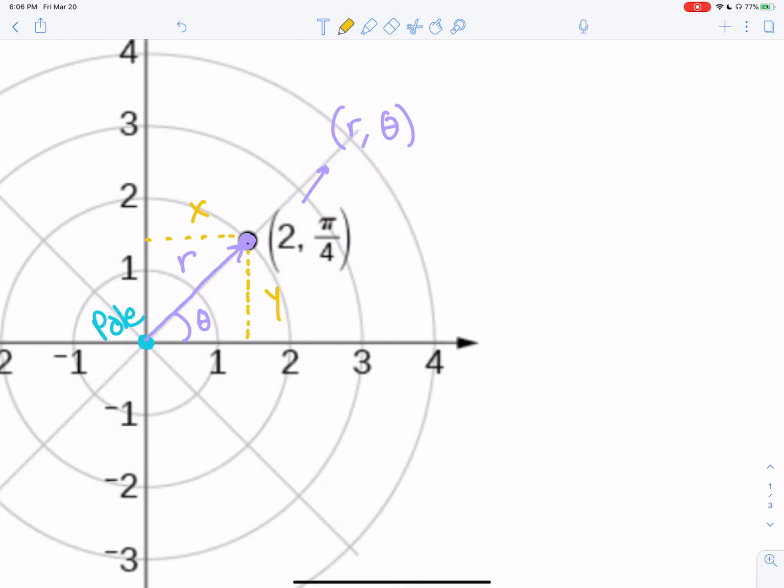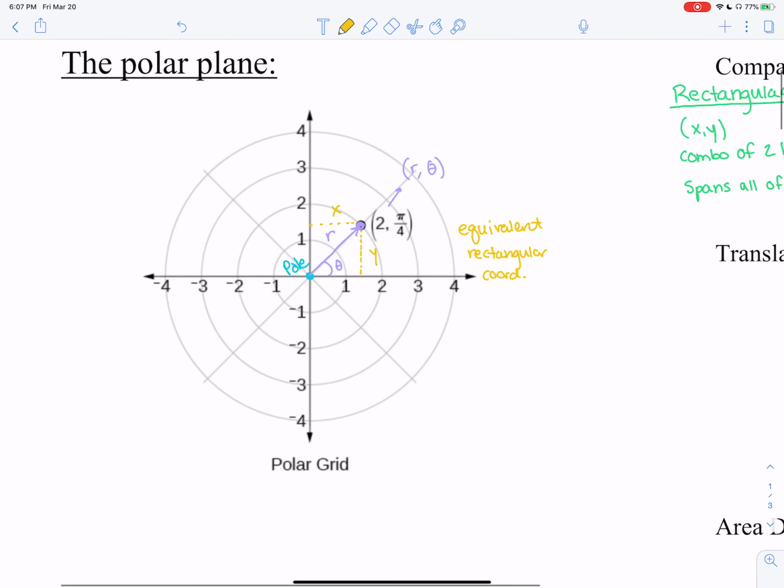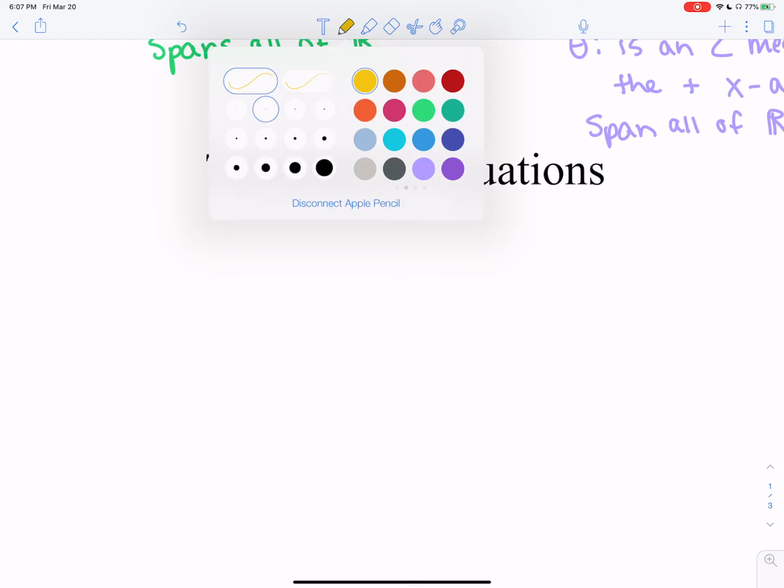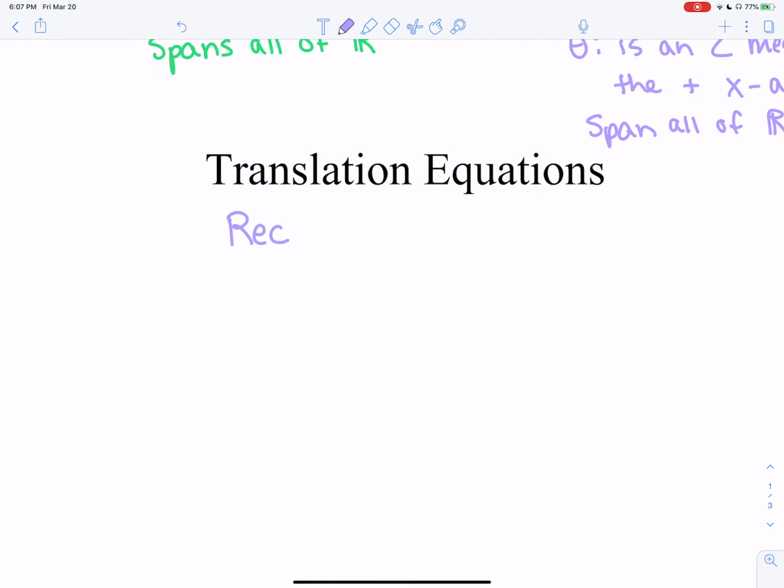So that x and y are the equivalent rectangular coordinate. So that would exist here. And so we need a translation equation, or a way to get from rectangular to polar coordinates. So that's what we're going to get here. The translation equations get you from rectangular to polar, and vice versa. You can apply them in reverse just as equally.